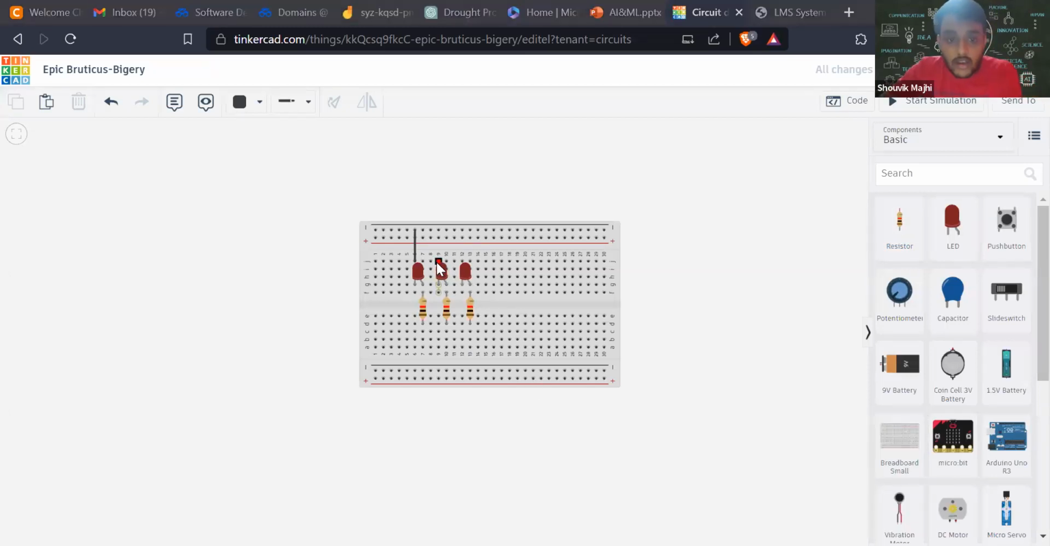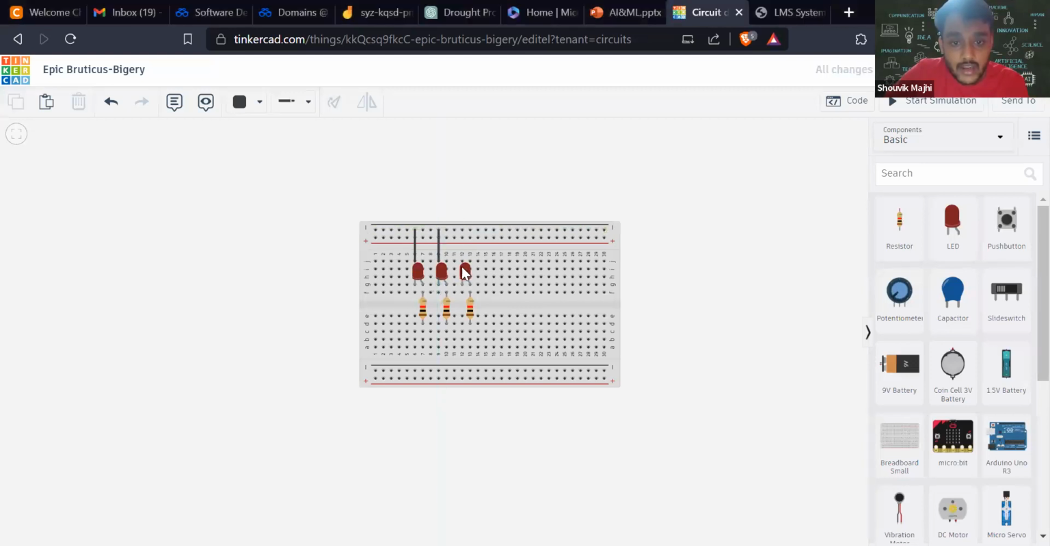Okay, sorry. So again, this terminal, the cathode, should go to the negative side, and this cathode will also go to the negative side.